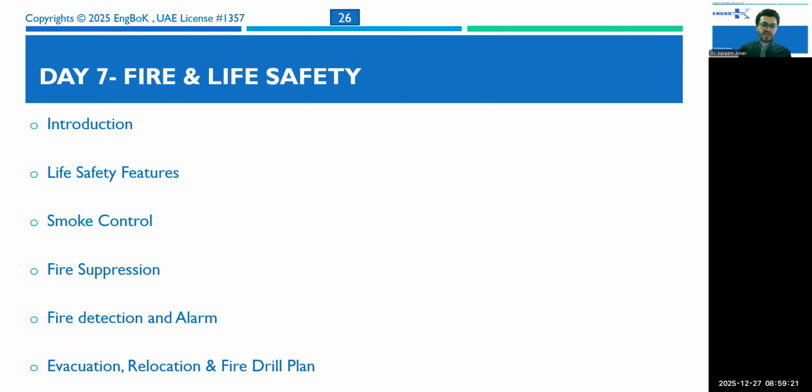Day number 7, fire and life safety. Introduction about life safety features, fire rating and smoke compartment, smoke zone, fire barriers, smoke control, passive and active, fire suppression, water-based, non-water-based, fire detection and alarm, and evacuation, eradication, and fire drill plan based on the concepts of defend in place or shelter in place.